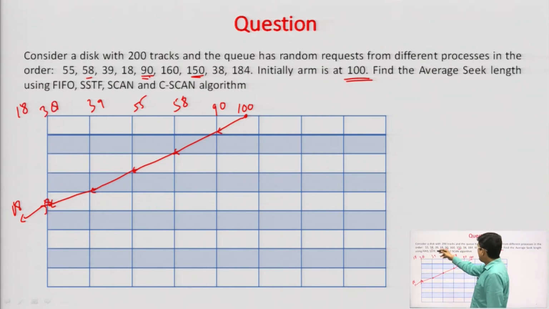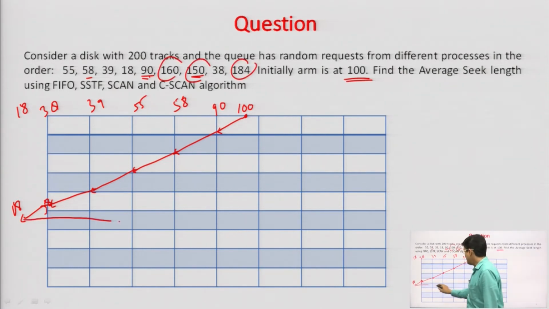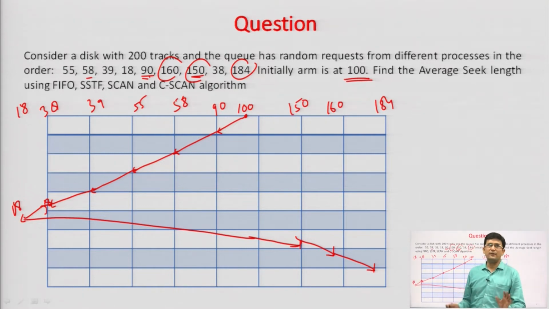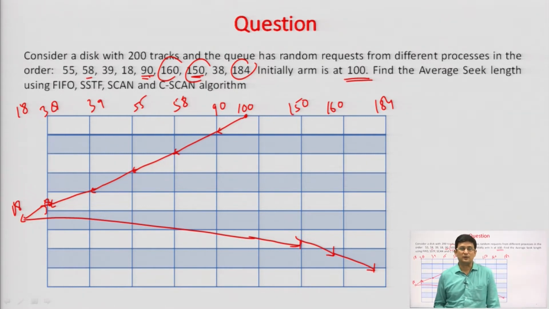From 18 the nearest request will obviously be on the right hand side, obviously 160, 150 and 184. The nearest one is 150. So, you go to 150 and satisfy that request, and then from 150, 160 will be the next request, and then from 160 you go to 184 and satisfy the request. So, this is the way we do it with the SSTF algorithm.